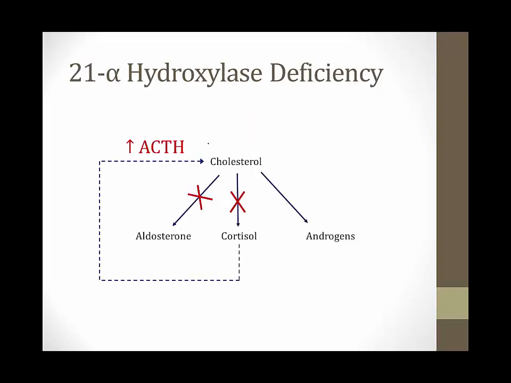If we go back to this slide on the 21-alpha hydroxylase deficiency, if you treat the patient with glucocorticoids, that will raise the cortisol levels. That will stop the overproduction of ACTH and that will stop driving cholesterol into androgens. If you then also treat the patient with fludrocortisone, you will replace the aldosterone effects. And this is the way you can treat these various forms of congenital adrenal hyperplasia. And that concludes our video on congenital adrenal hyperplasia.